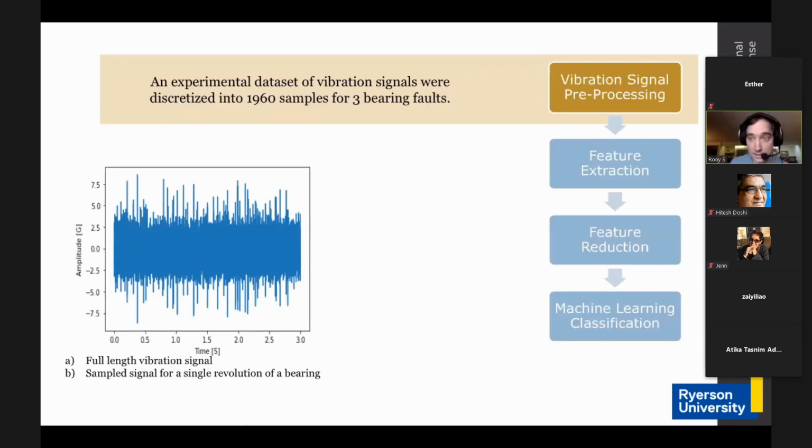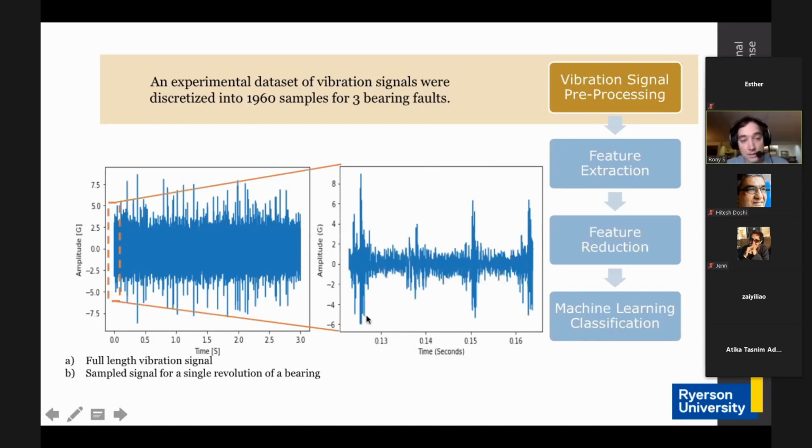For the pump FDD, we began with vibration signal pre-processing. As you can see in this first image, this is a full-length vibration signal. It's only 3 seconds long, but it's sampled nearly 80,000 times in those 3 seconds, and it's quite limited in its information. So what we can do is split it into smaller samples. We took these original full-length vibration signals, which were 20 vibration signals, and we produced almost 2,000 samples across 3 bearing faults.